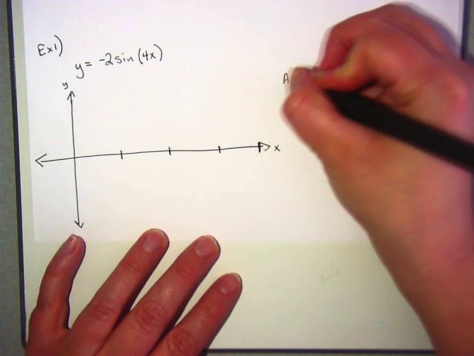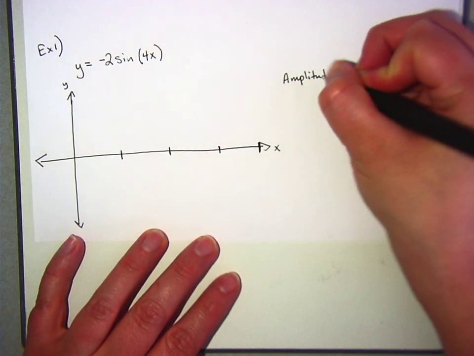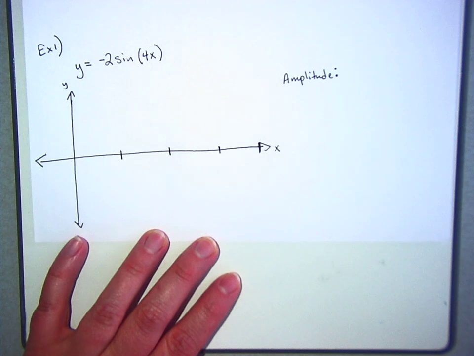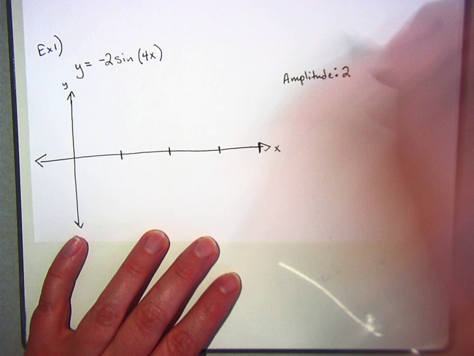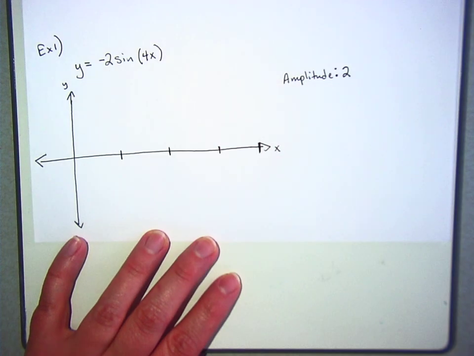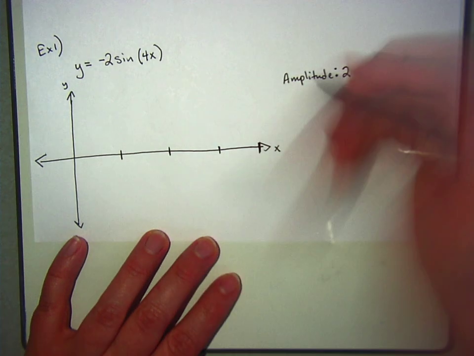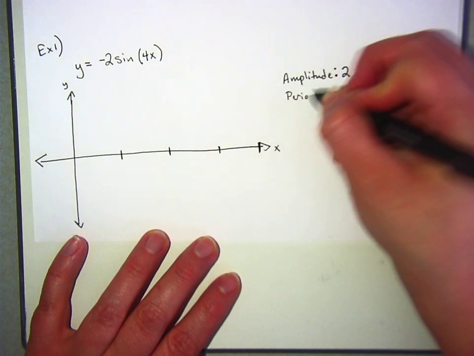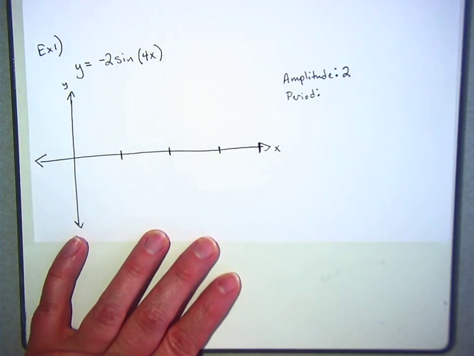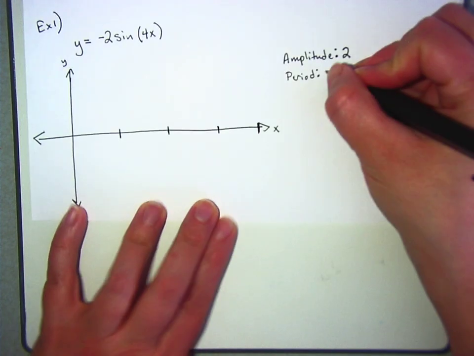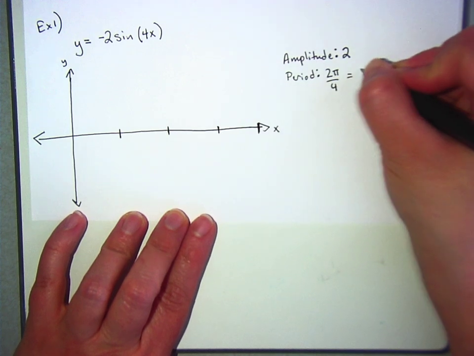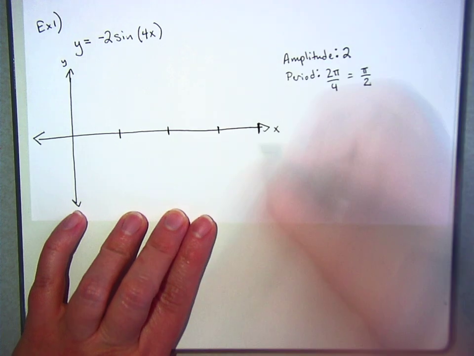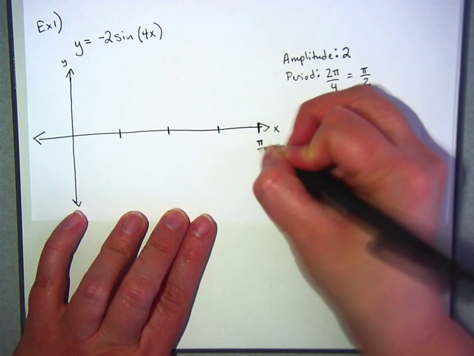Okay. Amplitude. What's the amplitude of this? 2. Technically, the amplitude is still considered 2 because it's the absolute value of it, but remember there's a negative there, so it's going to start below. What's the period? How do we find the period? 2 pi divided by 4, which reduces to pi over 2. That means that my furthest mark over here is going to be pi over 2.